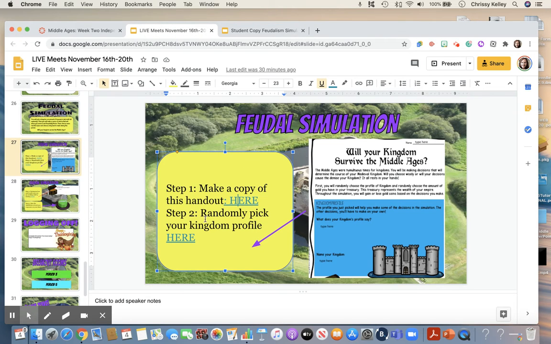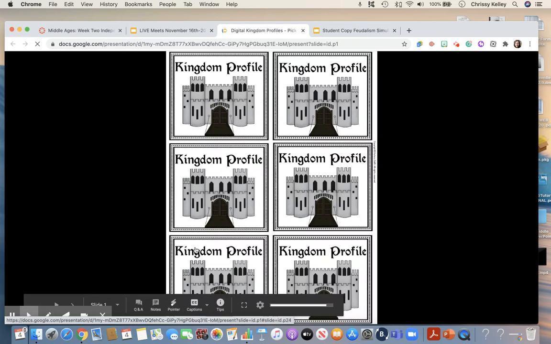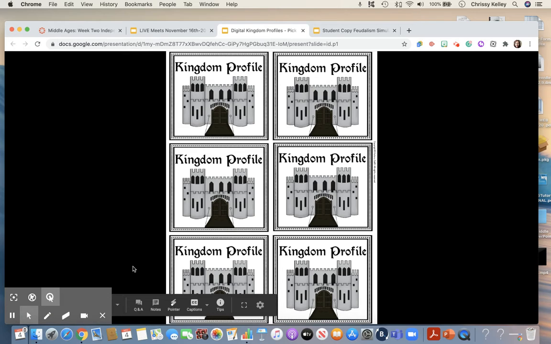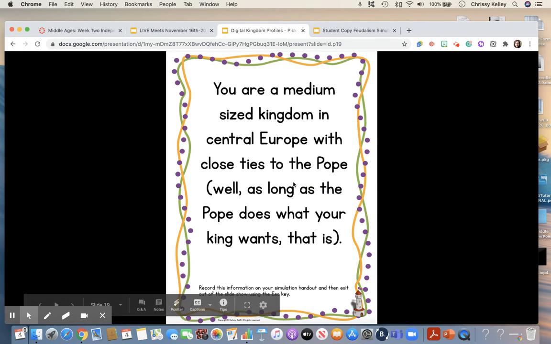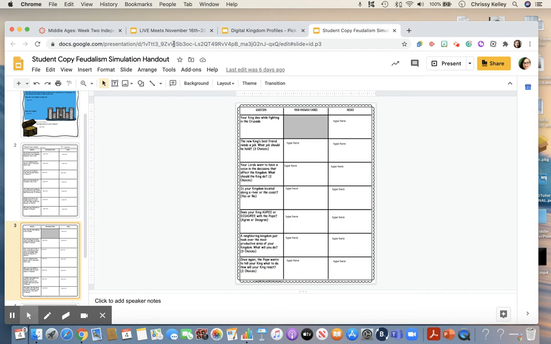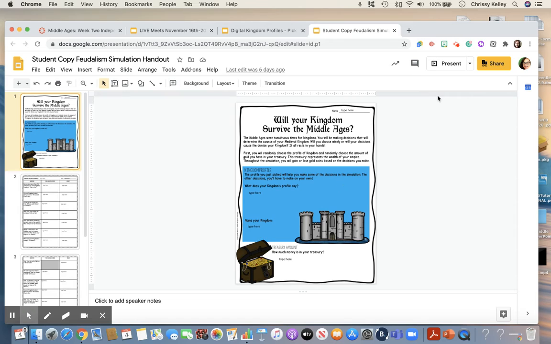Then what you're going to do is you're going to randomly pick your kingdom profile by clicking here. So you're just going to randomly pick it. You're not going to go to slides or anything like that. Just click a random kingdom profile, and then you are going to go ahead and look at your paper here, and you're going to type in what your kingdom profile says.